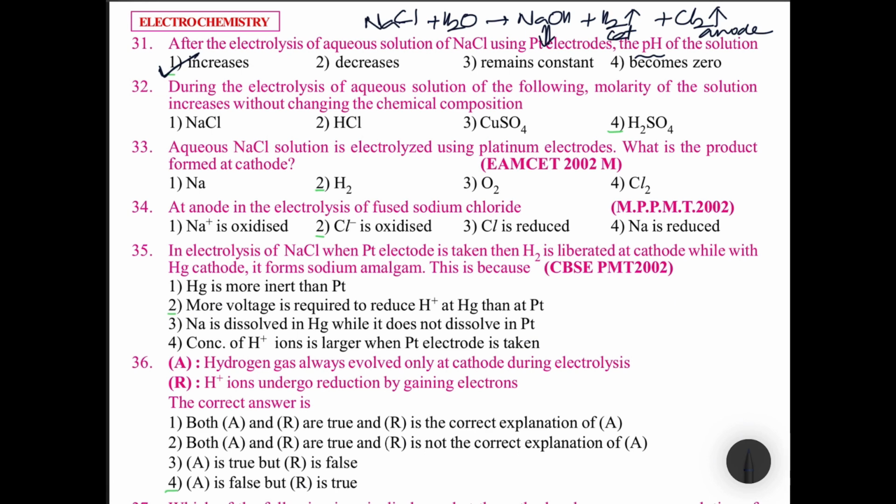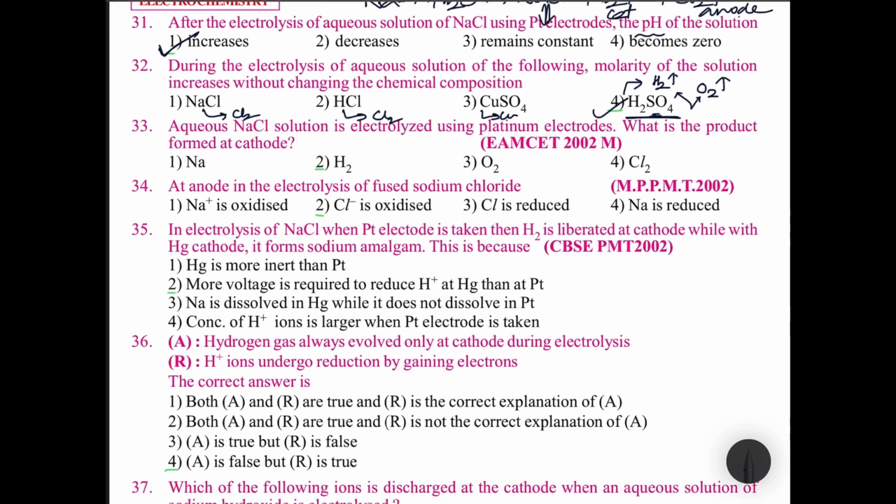See, here in H2SO4, hydrogen is going to be out, sulfate is not going, O2 is going to be out. So H2SO4 remains as it is because from water hydrogen is coming and oxygen is coming. So the concentration is not going to change in case of H2SO4. If you take copper sulfate, copper is going to be deposited. If you take HCl, chlorine is going to be liberated. And if you are taking NaCl, again, chlorine is going to be out. So no change in case of H2SO4.